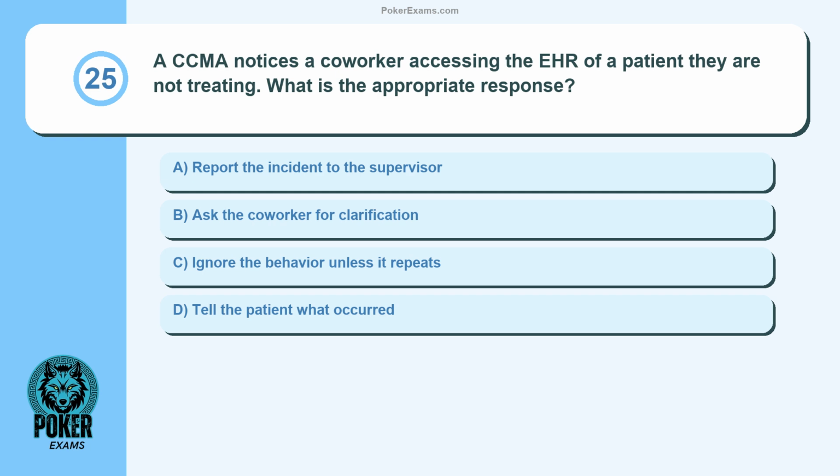Question 25. A CCMA notices a coworker accessing the EHR of a patient they are not treating. What is the appropriate response? Report the incident to the supervisor. Ask the coworker for clarification. Ignore the behavior unless it repeats. Tell the patient what occurred.